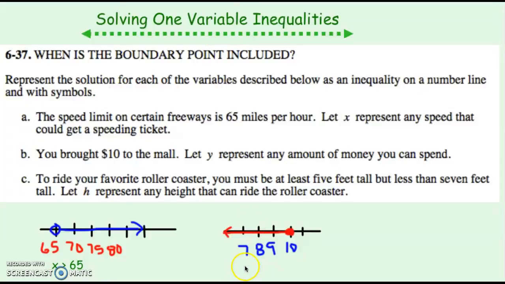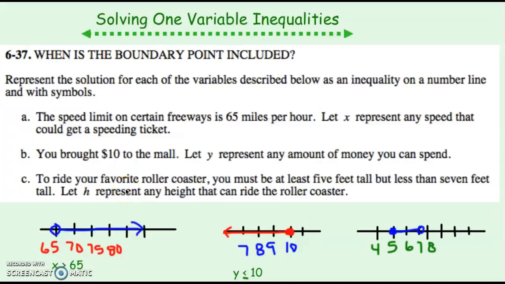Then for B, we're talking about y as our variable. So y is anything less than or equal to 10 because I can spend the $10 or anything less than it. Again, I'd like you to pause the video for C, and then I will show you my answer when you play the video again.